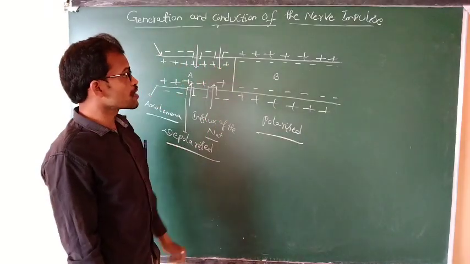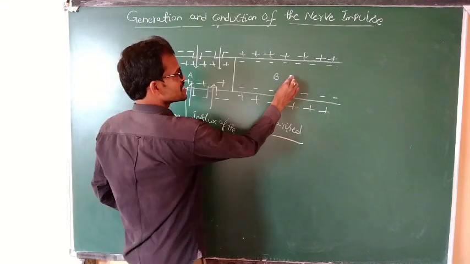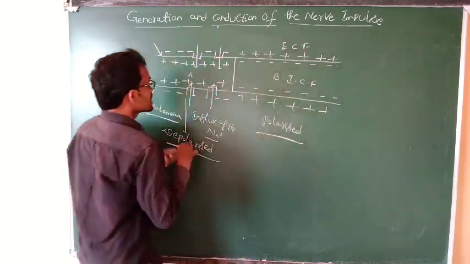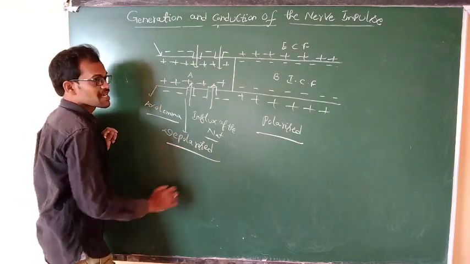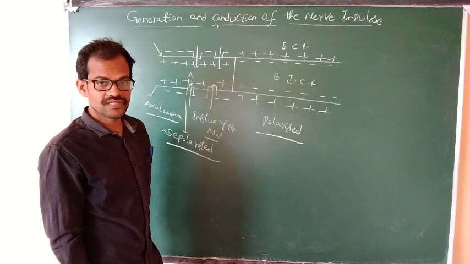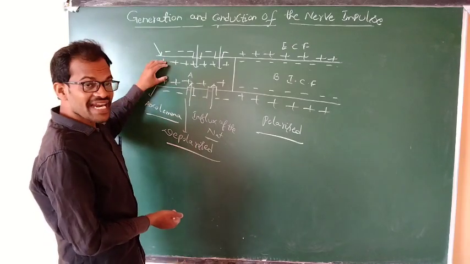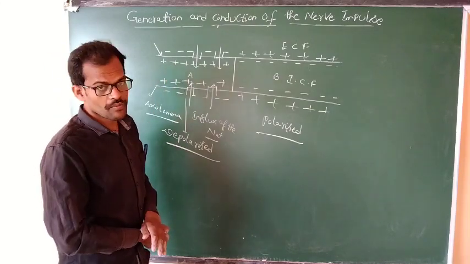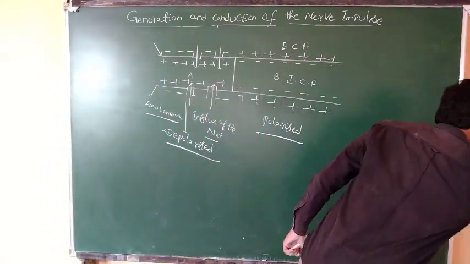Polarized means outside positive, inside negative. It is the intracellular fluid. It is the extracellular fluid. This membrane is depolarized, but this one is polarized. They have not received any signals. It is the A condition. A condition means they received the stimulus, so the polarity is changed. Coming to the next diagram they indicate.